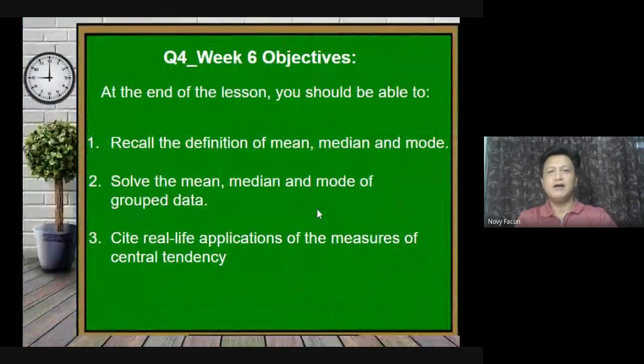So with that, our quarter four week 6 objectives. At the end of the lesson, you should be able to: one, recall the definition of mean, median, and mode; two, solve the mean, median, and mode of group data; and last one, three, cite real life applications of the measures of central tendency. Ito po yung kailangan nyo matutunan or ma-master this week.